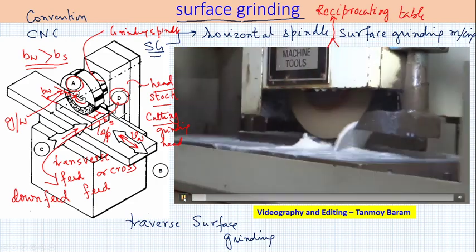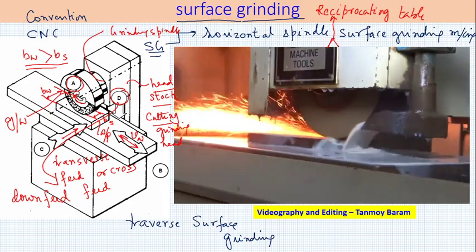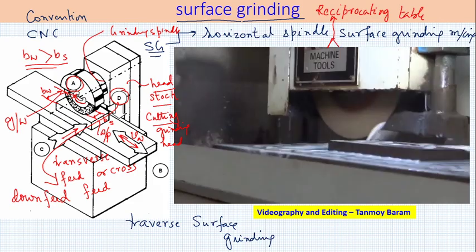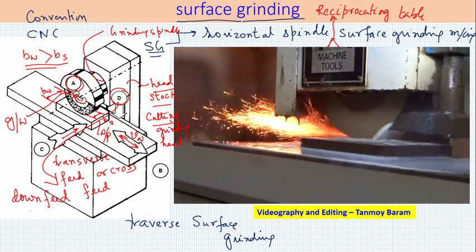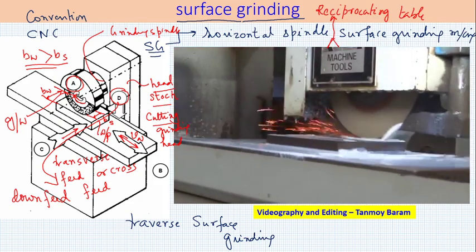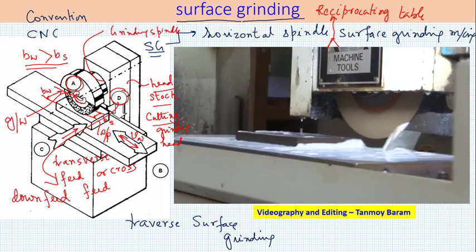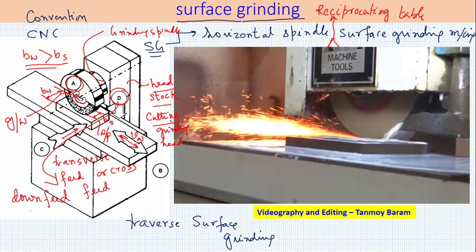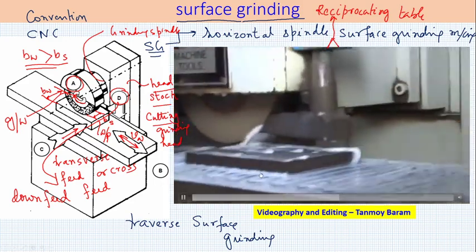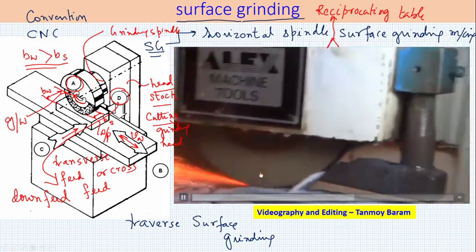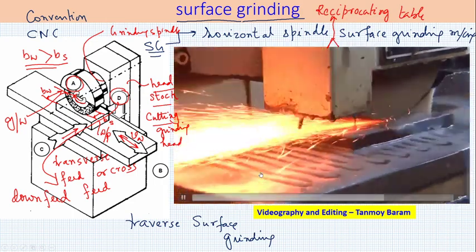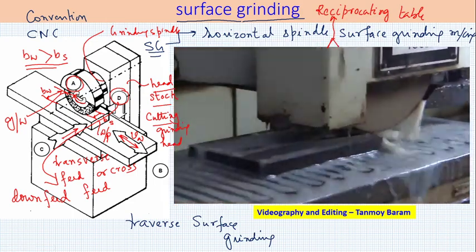So as you can see, the table is reciprocating, the spindle is rotating, there is already a down feed, and the grinding is going on. If you look closely, the grinding wheel is gradually going away from us. Now it is reversing. Once again it is entering the workpiece and machining the entire width of the workpiece. It is from another viewpoint. As you can see, it is coming more towards the operator.